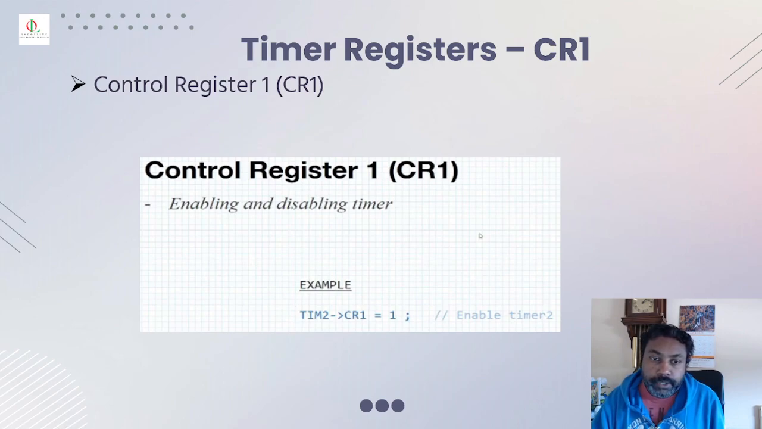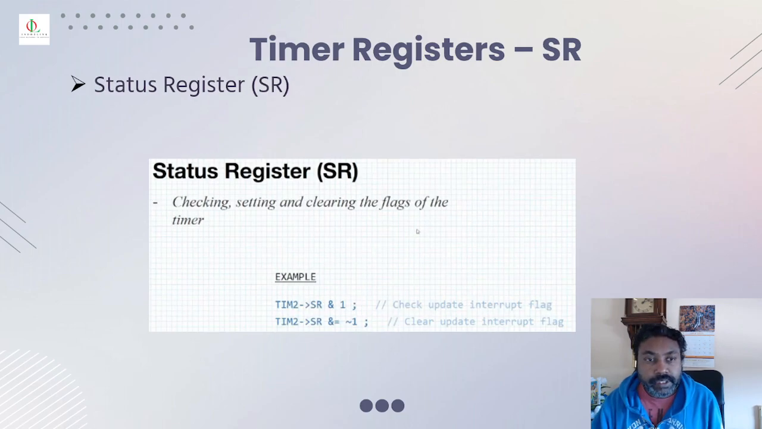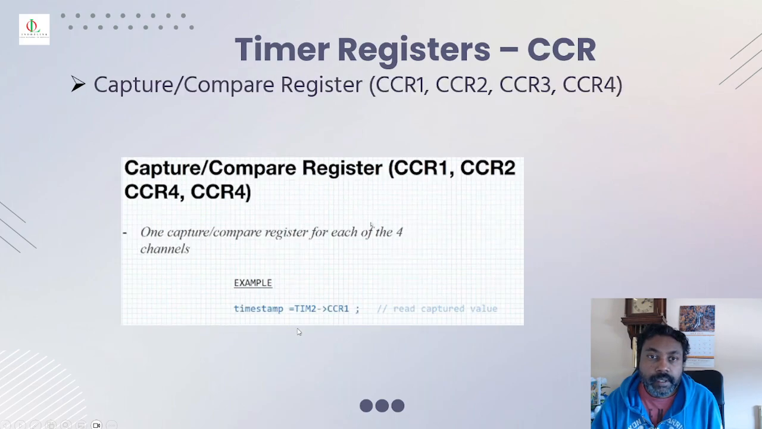The control register is used to enable or disable the timers. To enable timer 2, you need to use control register 1 and set it as 1. That means it will enable the timer. And the status register is to check the flags, set the flag and reset the flag. To check the update, you simply AND with the status register. To clear the flag, you need to AND and negate with that status register for the timer.